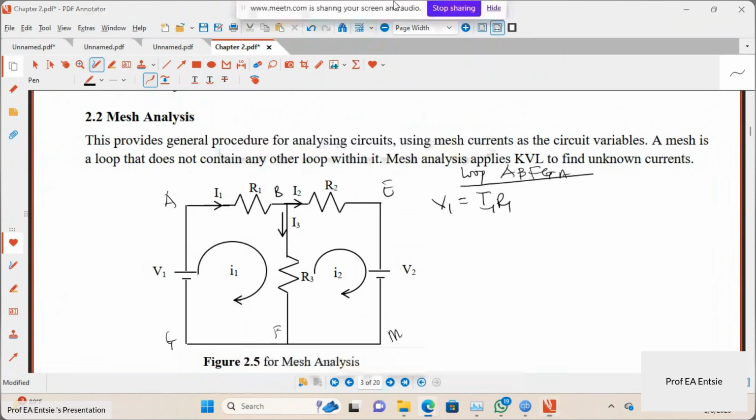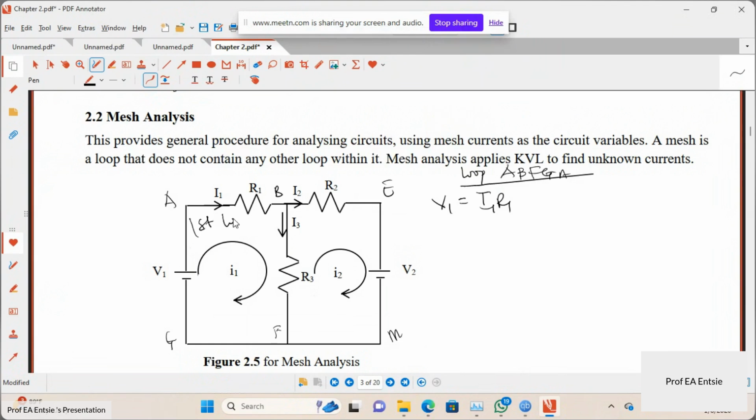Then when you get to R3, since you are considering this first loop, that first loop is assigned the current I1. So that current will be I1 positive minus the current in the other loop, which is I2. What I mean is this I3 we've illustrated here, which is flowing through this R3, is nothing more than I1 minus I2.